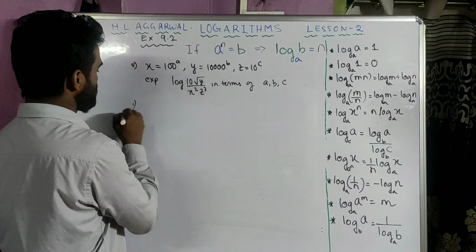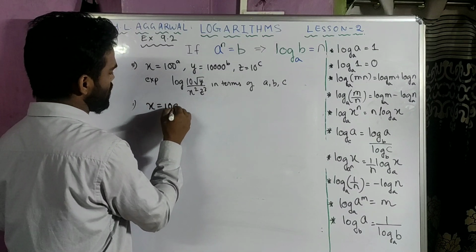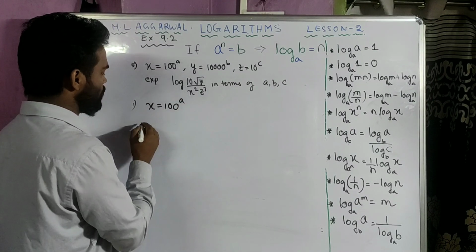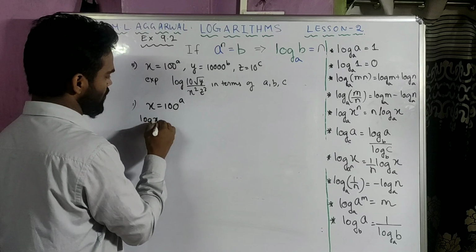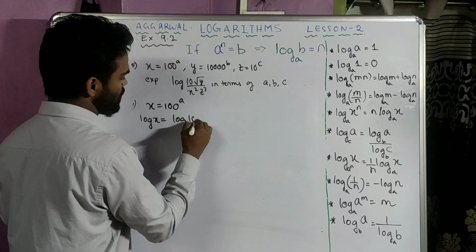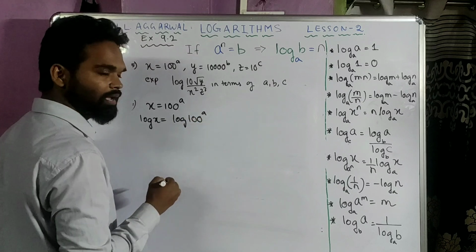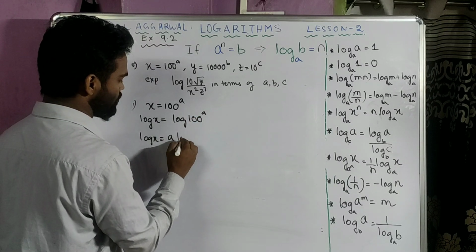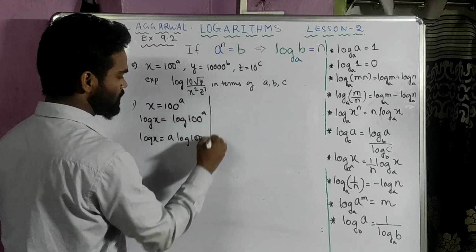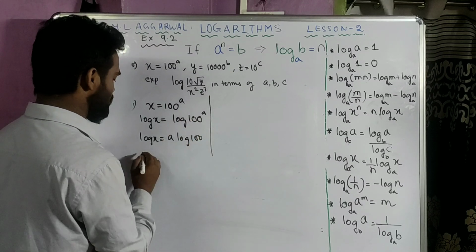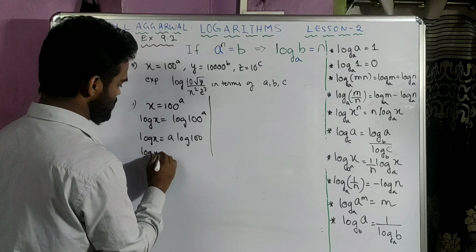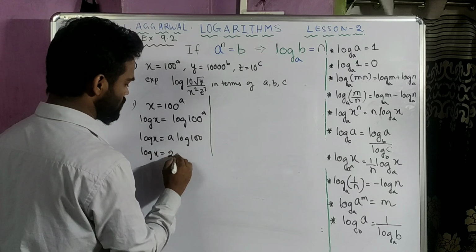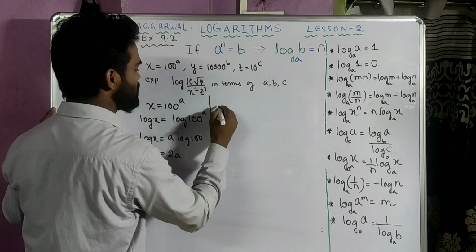Look carefully. First, x is given as 100 to the power a. Take log on both sides. So log x equals log 100 to the power a. Okay, so a comes in front. And log 100 is 2. So log x equals 2a. The base is 10. Look at the second one.